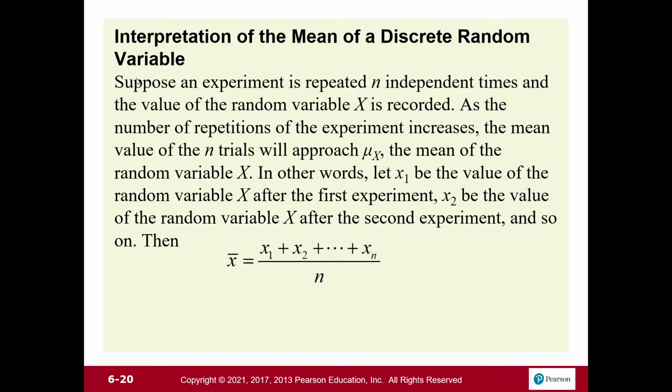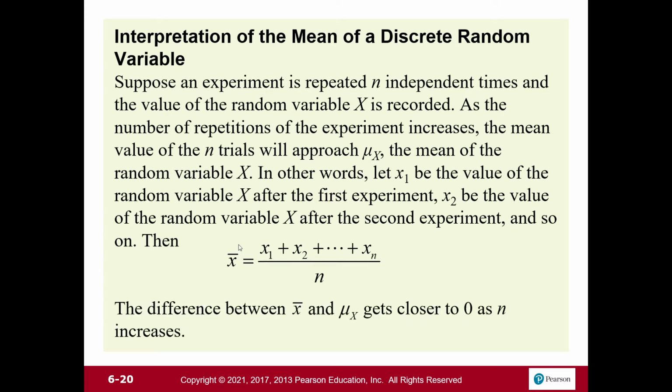So again, suppose an experiment is repeated n independent times and the value of the random variable x is recorded. As the number of repetitions of the experiment increases, the mean value of the n trials will approach the true mean, the mean of the random variable x. In other words, let x1 be the value of the random variable x after the first experiment, and x2 be the value after the second experiment, so on and so forth. Eventually, if we were to take the average of all of those, it will give us the real mean. So the difference between the sample mean and mu gets closer to 0 as n increases.